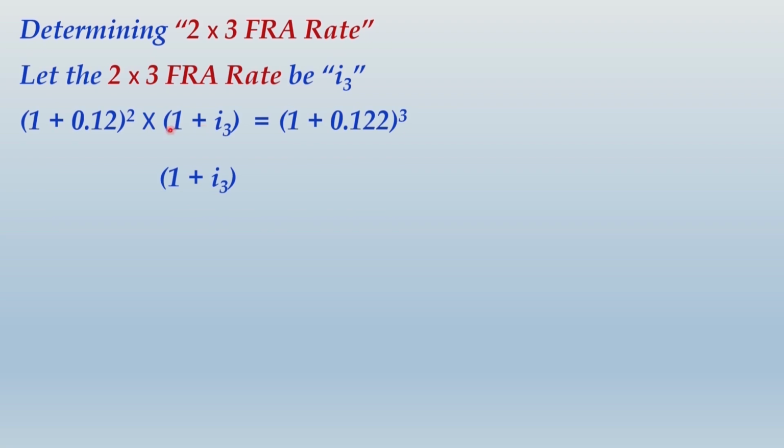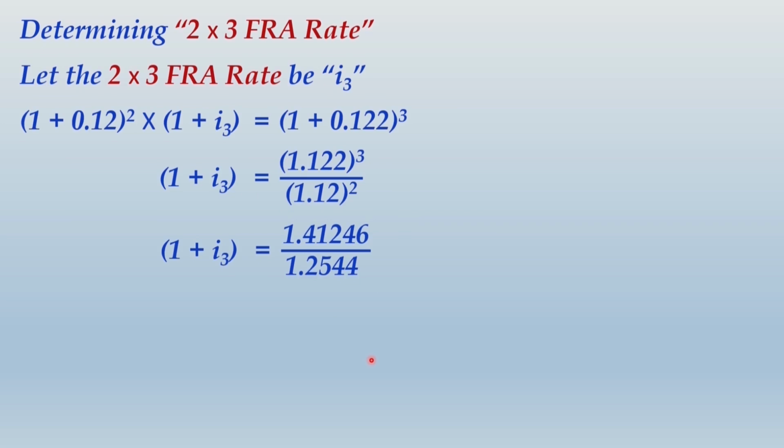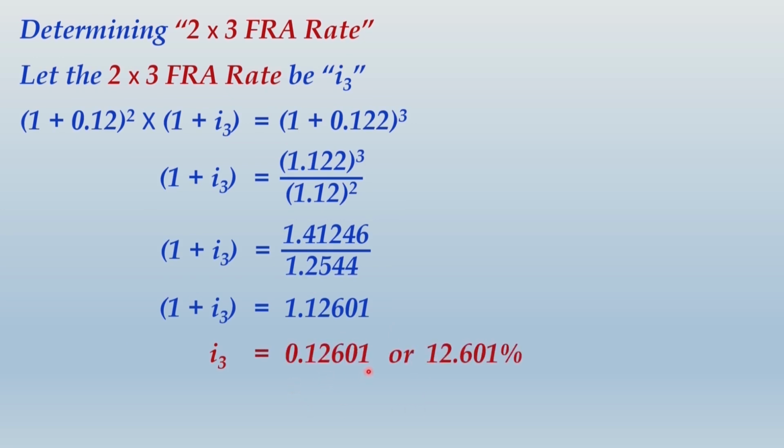1 plus I3, this part will be this whole thing divided by (1 plus 0.12) whole square. So that will be equal to 1.122 raised to 3 divided by 1.12 raised to 2. When you solve this part, what you get is 1 plus I3 equals 1.41246 divided by 1.2544, and 1 plus I3 finally comes to 1.12601. So I3 will be 1.12601 minus 1, that will be 0.12601 or 12.601%.